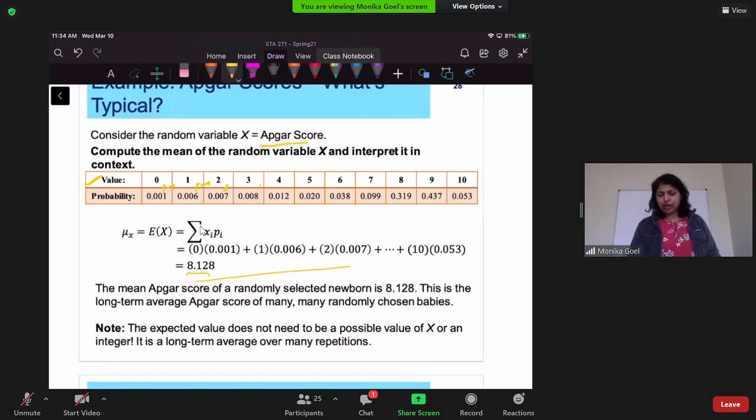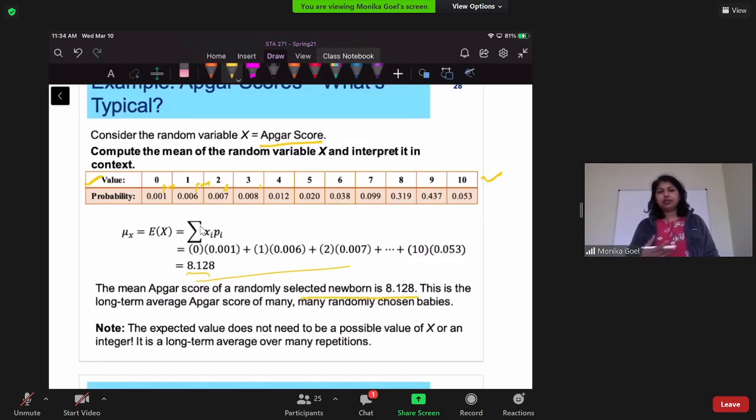Exactly the same way we did the example for tossing a coin, where X was my number of heads. Here, X is your Apgar score, and you have up to 10. So you have 0 to 10, 11 values, with their corresponding probabilities. Multiply them and you get it. So the mean Apgar score of the selected newborn baby is 8.128.